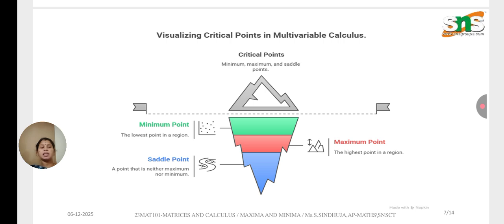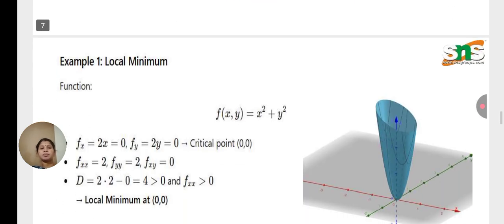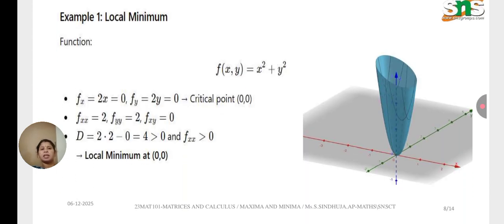So visualizing the critical points in multivariable calculus, they are pictured as a minimum point, maximum point and saddle point, where the lowest point in a region is a minimum point and the highest point in a region is a maximum point. The point that is neither maximum nor minimum is a saddle point, and these we name critical points.